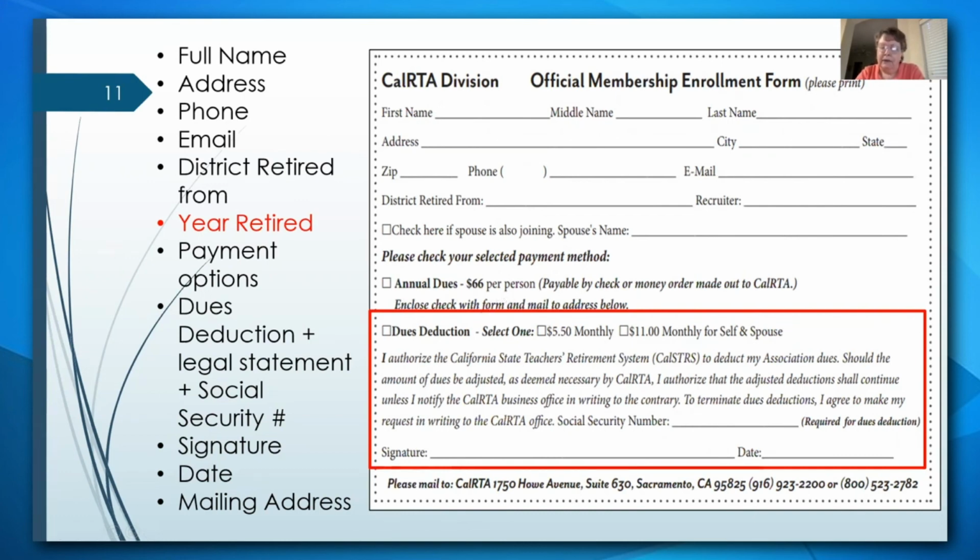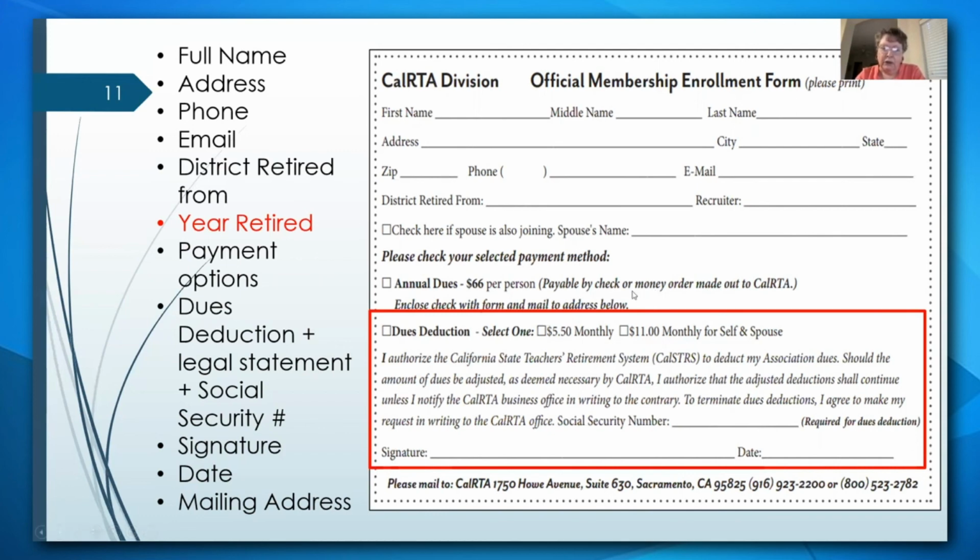But also on the website, if you go into calrta.org, join us, PayPal will be one of the options. And in any PayPal link like this, you can also use a credit card or a debit card. So those are things to let people know about.